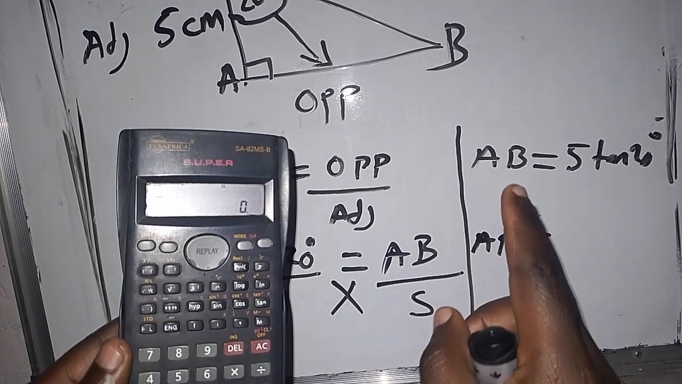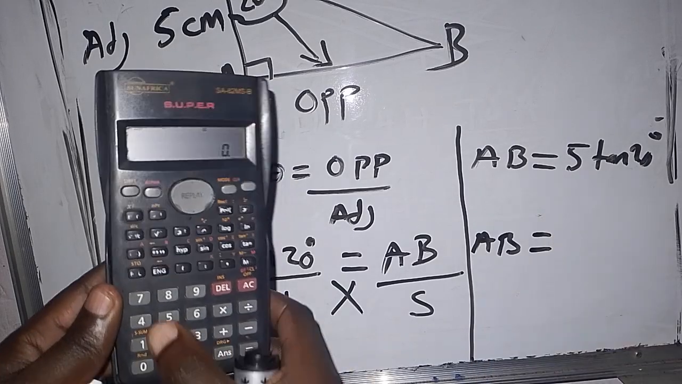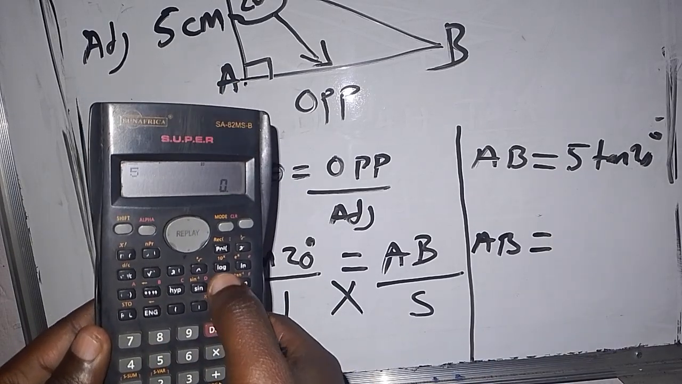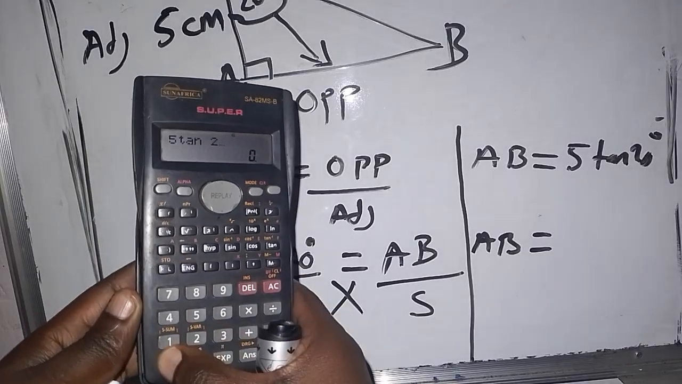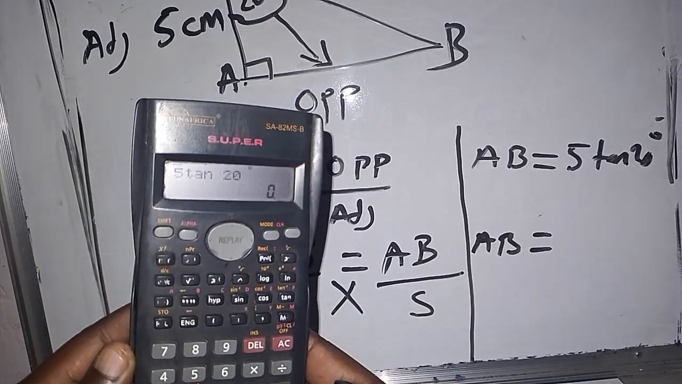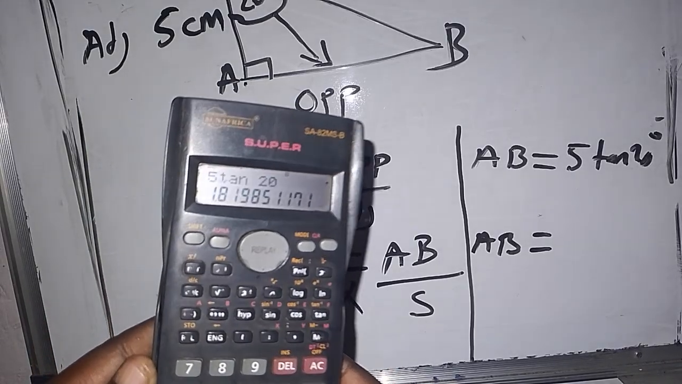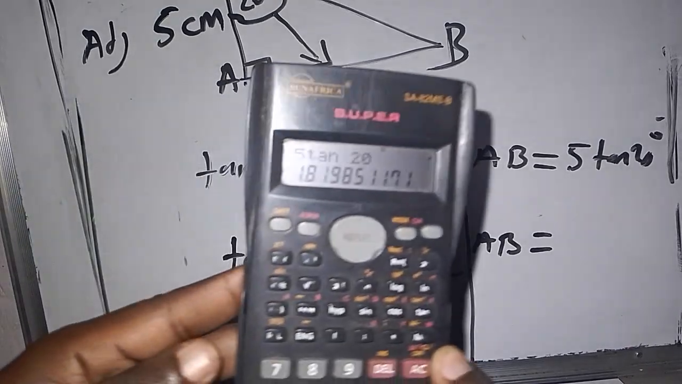So what you do, you just write the way they are. This 5, the way it is. So 5, then you place tan. So tan is here, then 20. Like this. Make sure your calculator is in degree. So this will be our answer.